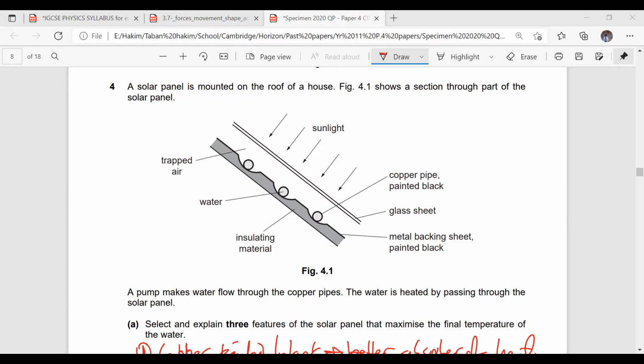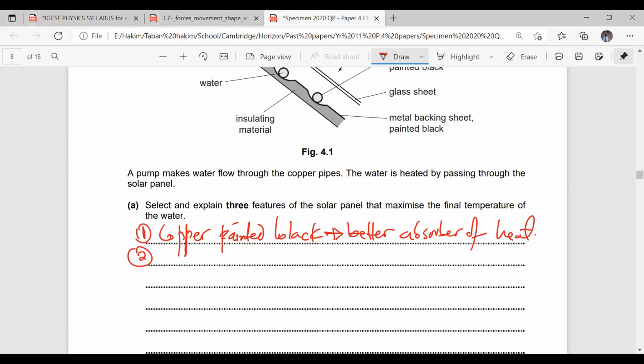Okay. First of all, is that air moving? No, it's trapped. Okay, so I can just rephrase that, and I say that the trapped air prevents heat loss by convection.